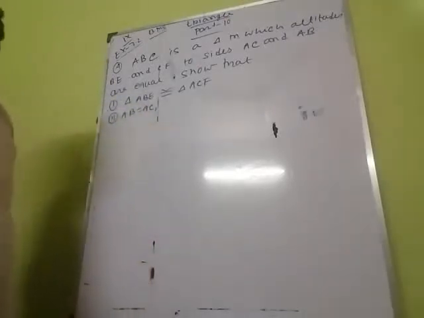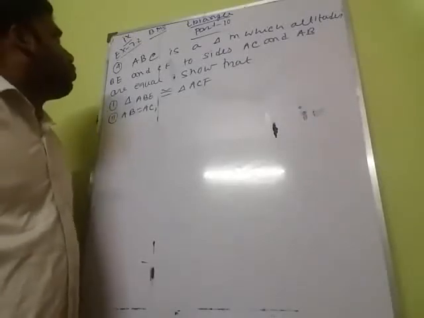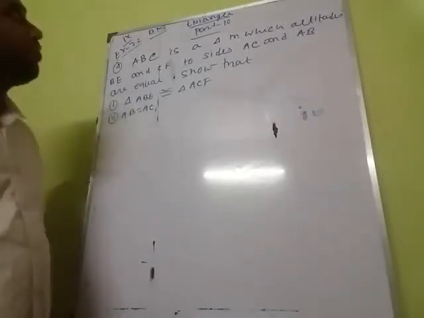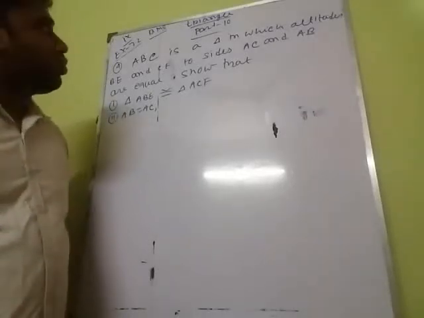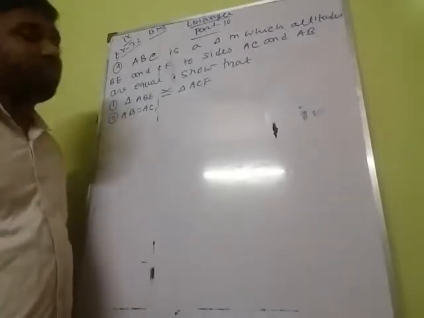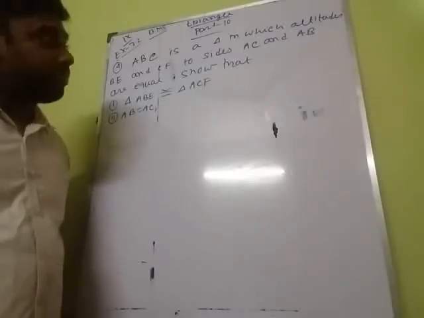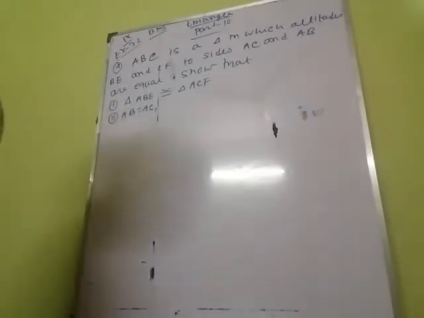Students, in this class we will solve sum number 4 of exercise 7.2 of the chapter Triangle. This class belongs to class 9. So students, in the previous video we solved question number 3. Now we will solve question number 4.